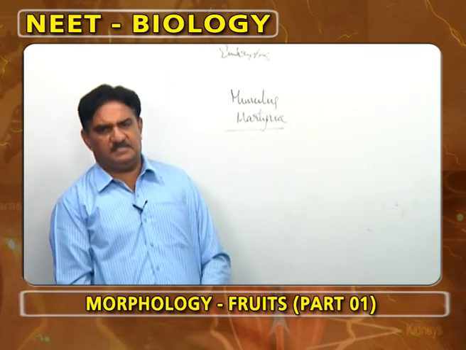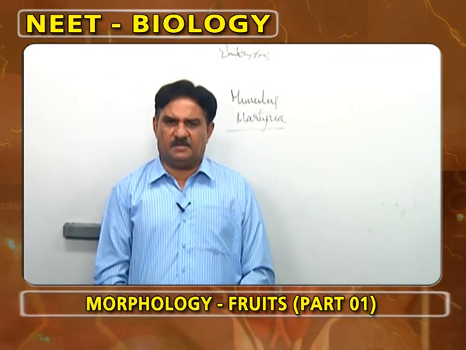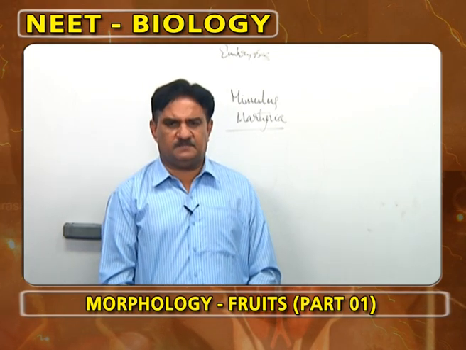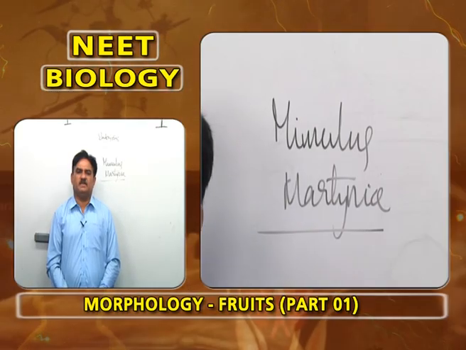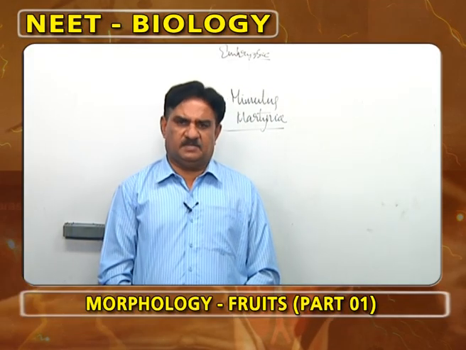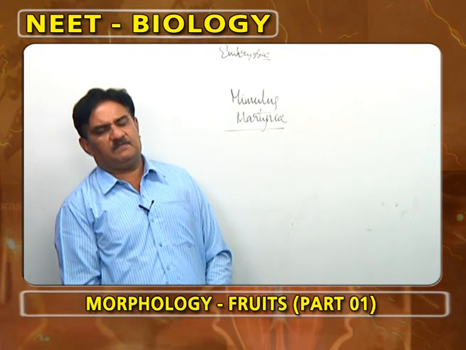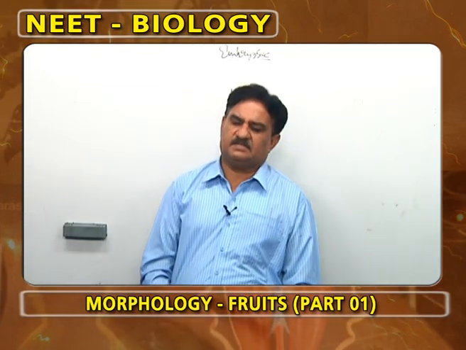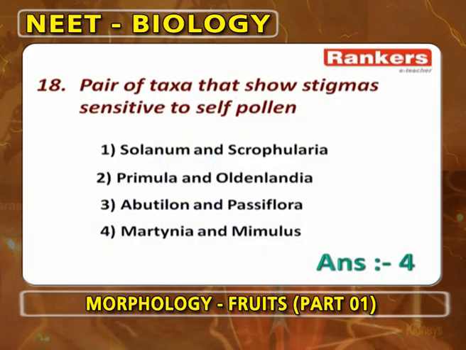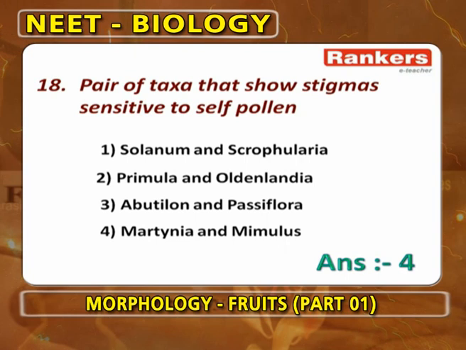So self-pollination is prevented. Once the total pollen of the same flower are liberated out, immediately the stigma becomes erect and makes the receptive portion available to get the pollen of another flower, so that it performs cross-pollination. So Mimulus and Martynia are the pair of taxa that show sensitive stigmas to self pollen. When self pollen is liberated, they are completely closed.